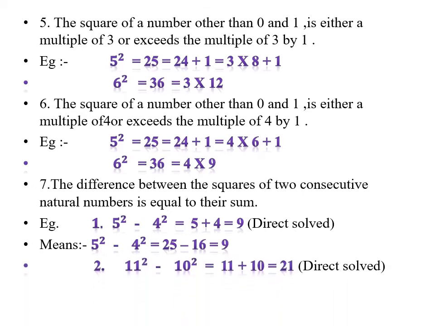Here is another example for you. Again I am taking two consecutive numbers. The consecutive numbers are 10 and 11. Now take the difference between their squares. So 11 square minus 10 square equals 11 plus 10, that gives you 21. Here is its calculation. 11 square means 121 minus 10 square means 100. So its difference is 21.